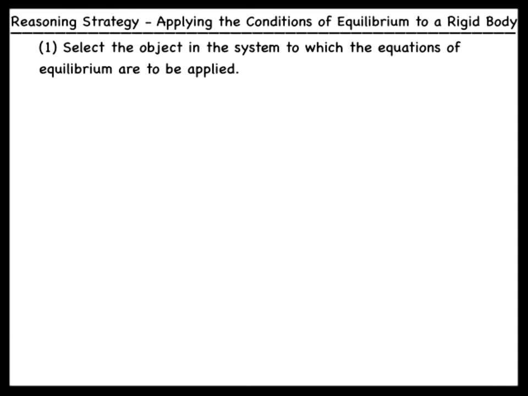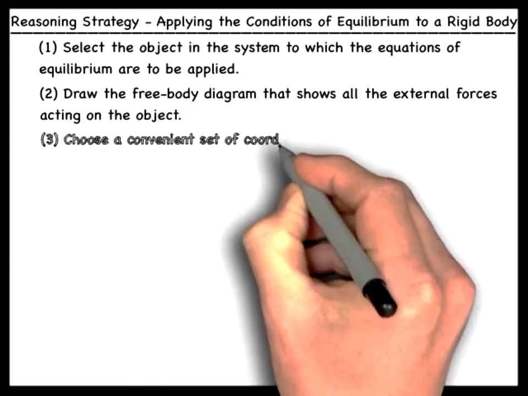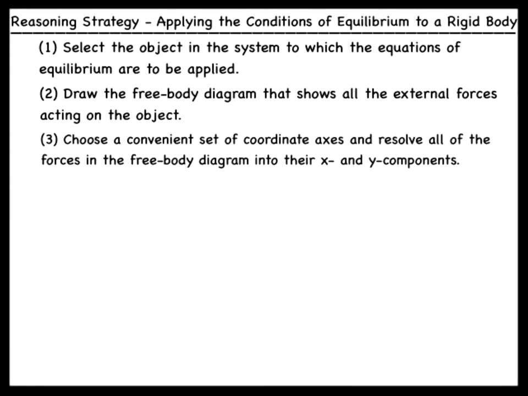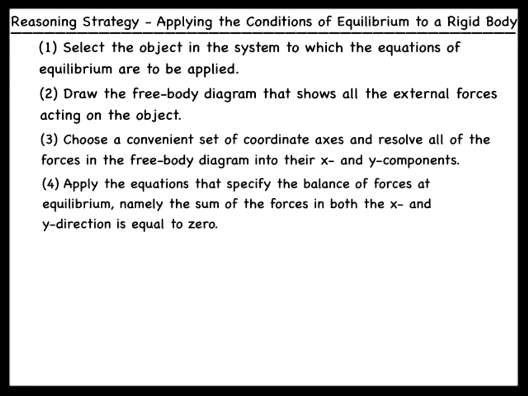Step 2. Draw a free body diagram that shows all the external forces acting on the object. Step 3. Choose a convenient set of coordinate axes and resolve all the forces in the free body diagram into their x and y components. Step 4. Apply the equations that specify the balance of forces at equilibrium, namely the sum of the forces in both the x and y directions is equal to zero.